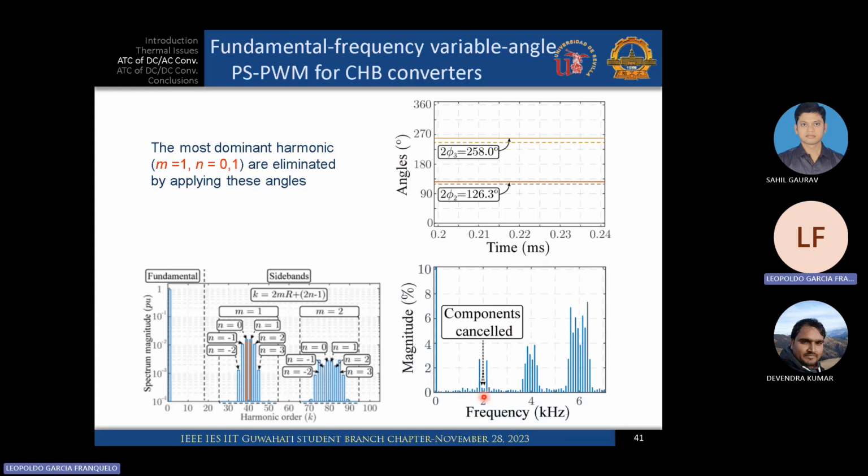These two only. So in this case, the angle is, instead of 240, 258, and instead of 120, 126.3. So it's a small step. We have considered some of the harmonics, so the filter will be cheaper.